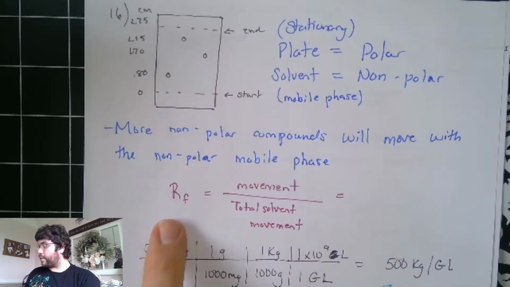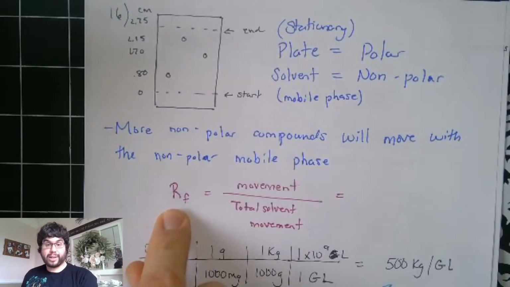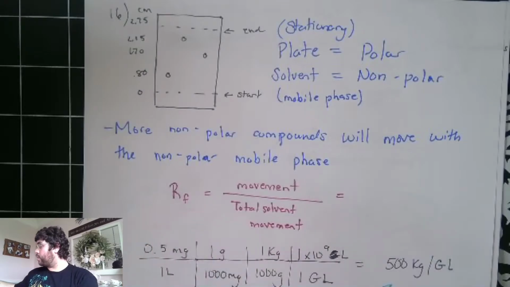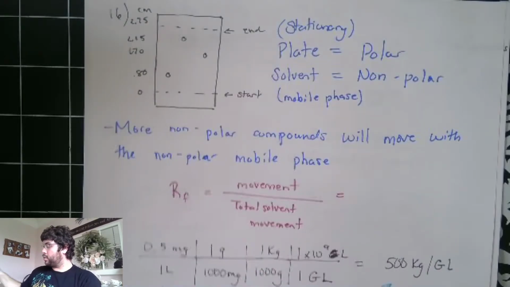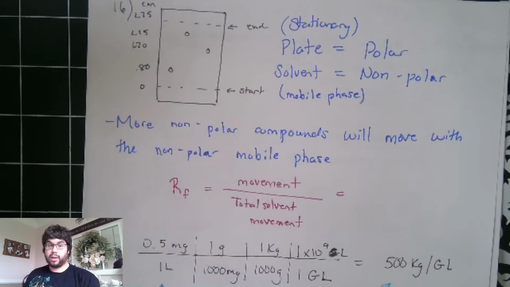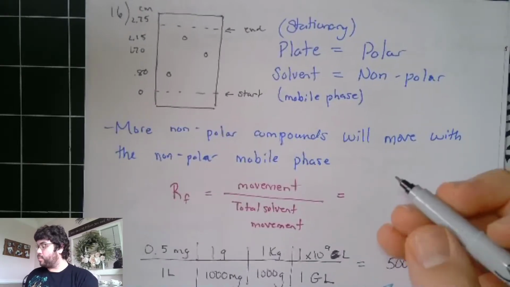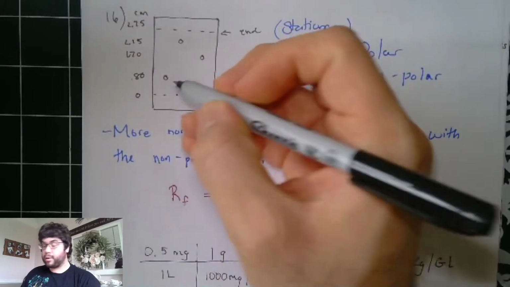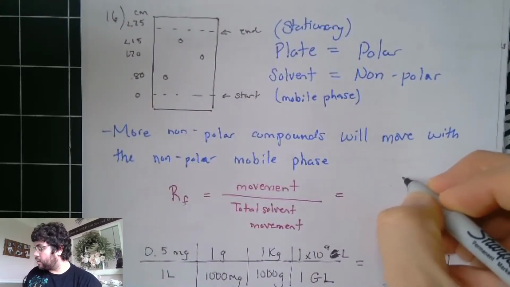So to figure out the RF, the retention factor, we are going to calculate that based on the ratio of movement to the total solvent movement. The movement of this guy right here is 0.8.